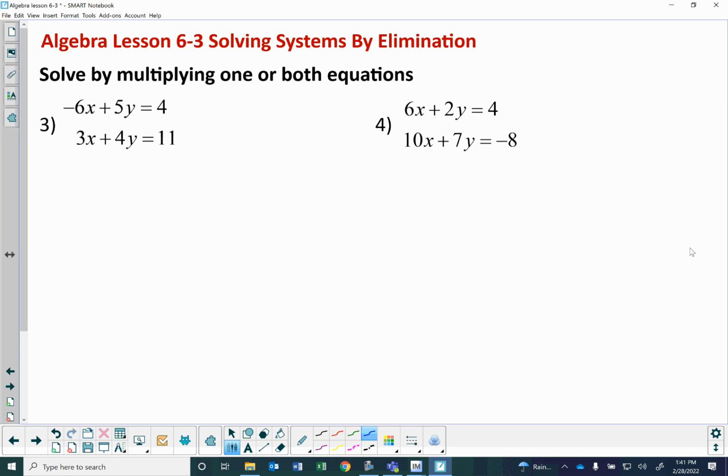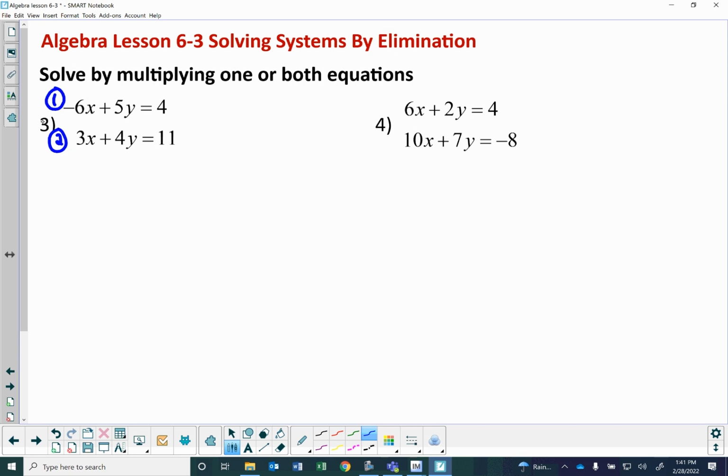If I look at problem number 3, my first equation is negative 6x plus 5y equals 4, and my second equation is 3x plus 4y equals 11. It's easier to eliminate a variable if one of them is negative and one of them is positive, because then you don't have to worry about multiplying by a negative. But it doesn't really matter. I could just choose to get rid of the y, or I could choose to get rid of the x.